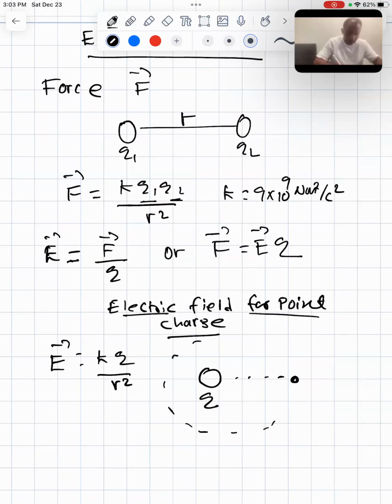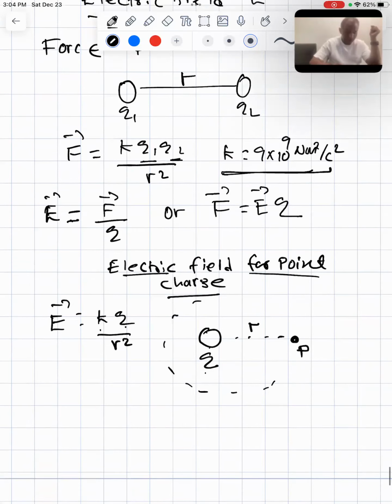But if I ask you how to find the electric field at point P, where R is the distance from Q to P, it is going to be given by K times Q over R squared, where K is a Coulomb constant, Q is the charge, R is the distance from the charge to the point P. P is a space. There is nothing at P, it's just a space. So the magnitude is KQ over R squared, where K is a constant given by this, Q is the charge, R is the distance from the charge to the point P, okay?